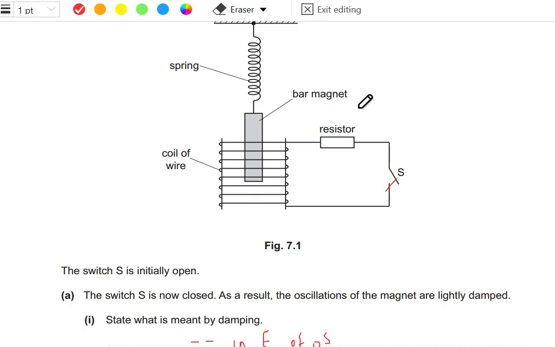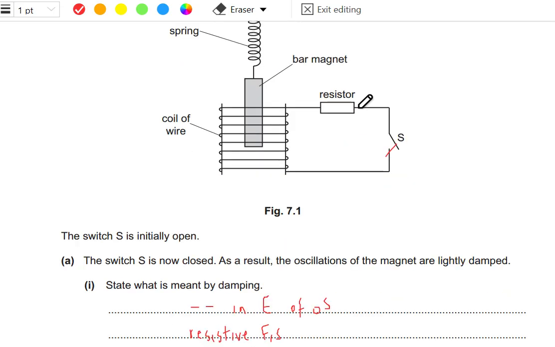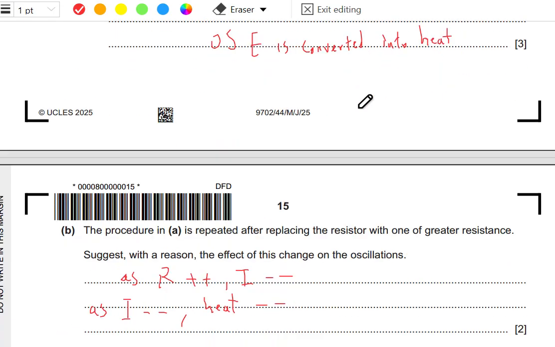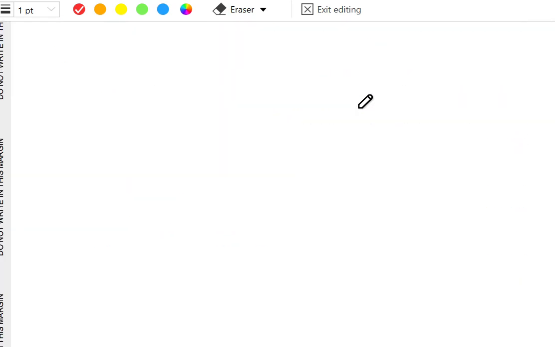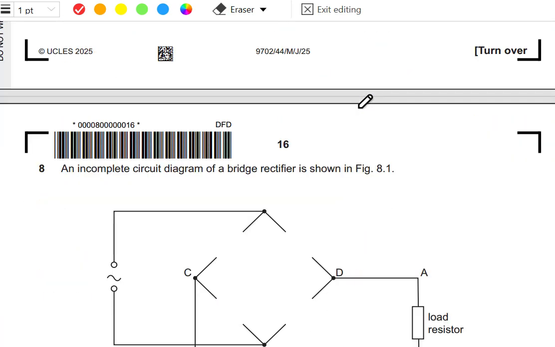Okay, so V is constant, R increases, V squared over R decreases. So heat loss decreases. Energy loss in the form of heat decreases.